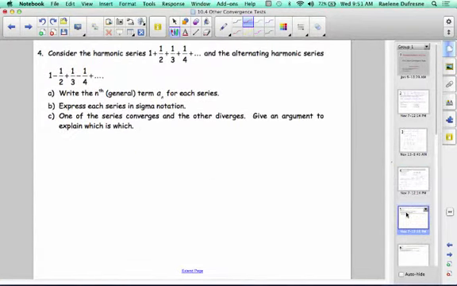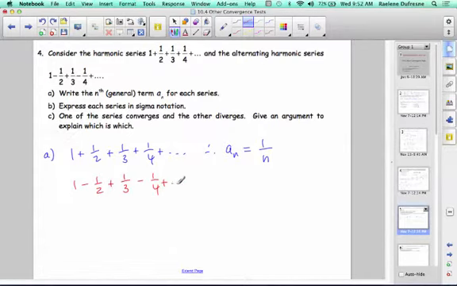In number 4, consider the harmonic series 1 plus 1/2 plus 1/3 plus 1/4, etc. and the alternating harmonic series as well. In part A, we are asked to write the nth general term for the series, so go ahead and try for yourself. So for this one, we know that an is equal to 1 over n, and for the alternating harmonic series, we know that an is equal to (-1) to the n plus 1 times 1 over n, or as we said, over n in one step.